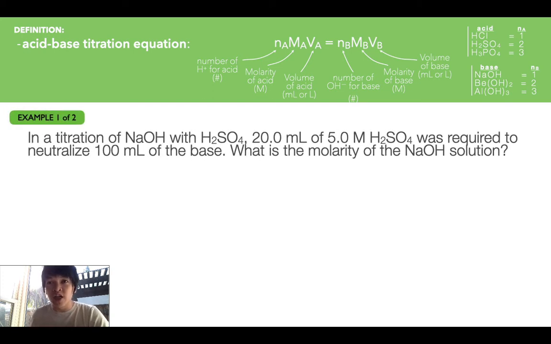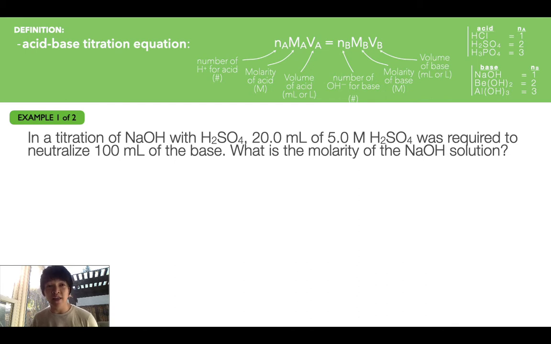Now here's the first example. In a titration of sodium hydroxide with sulfuric acid, 20 milliliters of 5 molar sulfuric acid was required to neutralize 100 milliliters of the base. What is the molarity of the sodium hydroxide solution? Now this problem already says it's a titration problem, but you should also know that it's a titration problem because it involves solving for a concentration of a base, and we know the concentration of the acid.